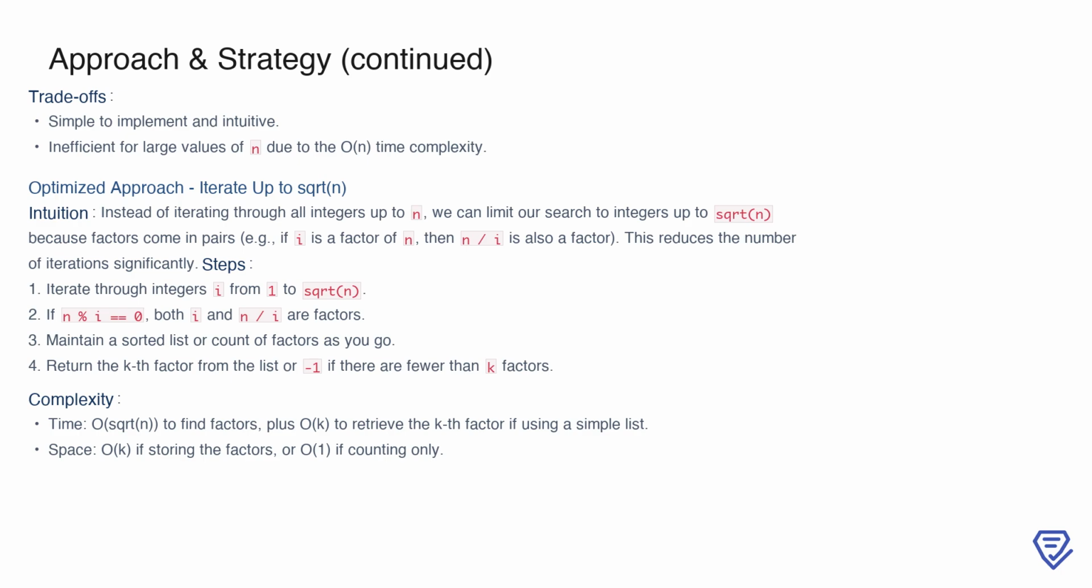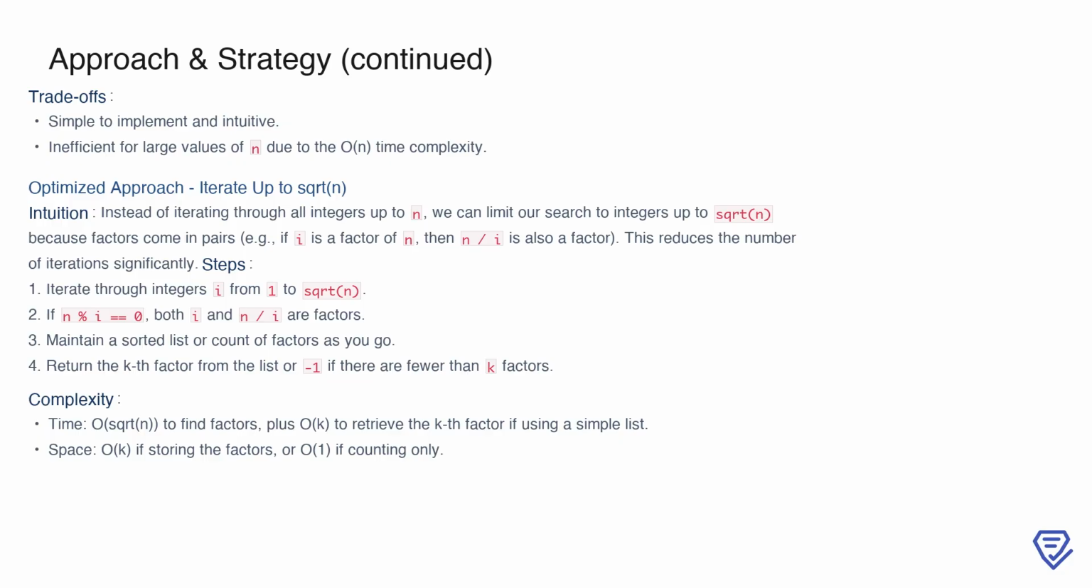The steps for this approach are as follows: iterate through integers from 1 to the square root of n. If n modulo i equals 0, then both i and n divided by i are factors. As we go, we can either maintain a sorted list of factors or simply count them. Finally, we return the kth factor from the list, or -1 if there are fewer than k factors.